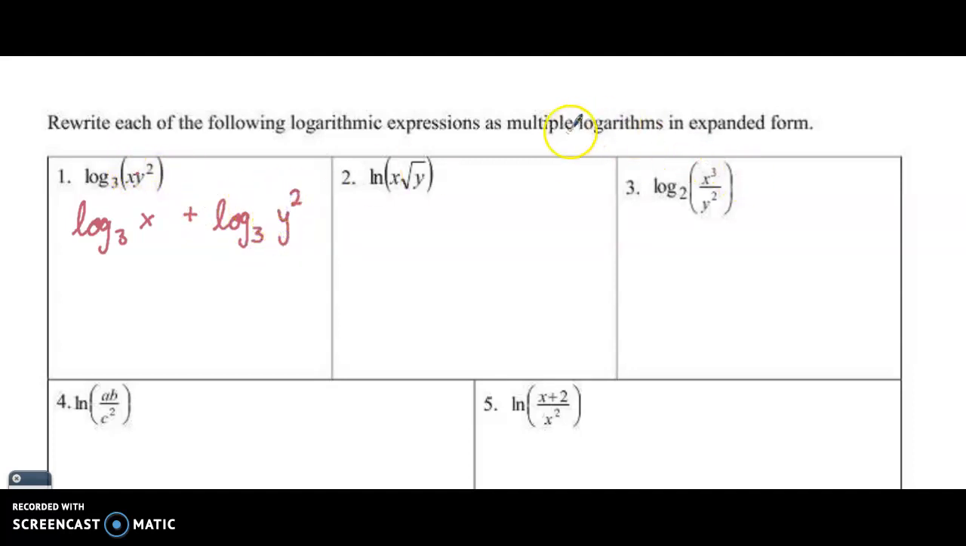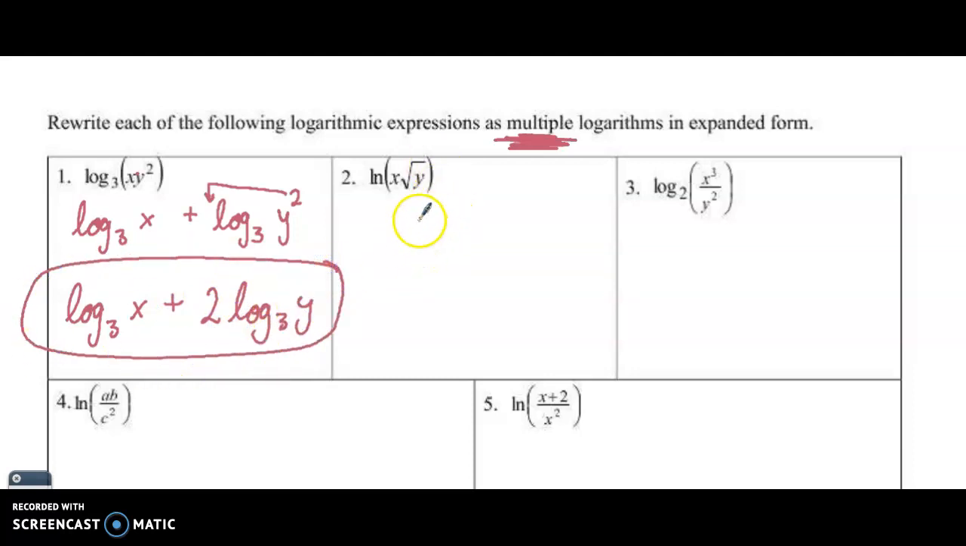And I also want you, this phrase right here, as multiple logs means we don't want any exponents. So move that 2 in front. So this will be the final answer I'm looking for. So practice the 3 skills that we are learning in this unit.